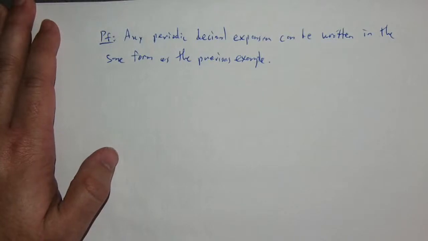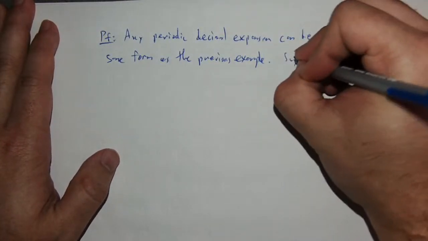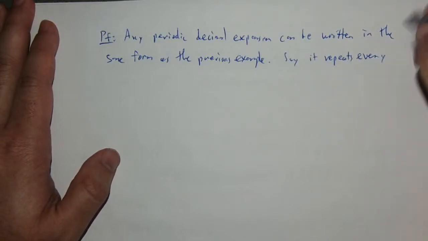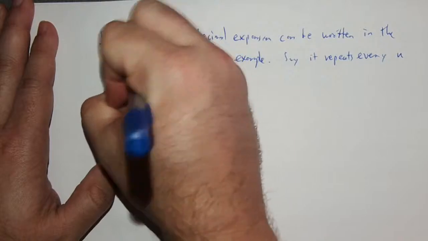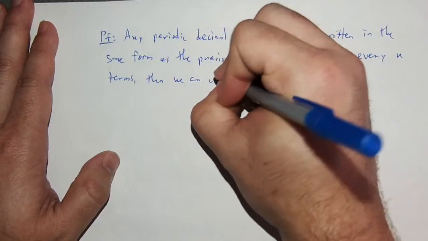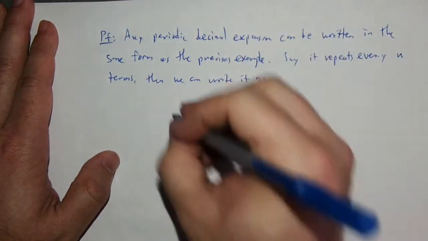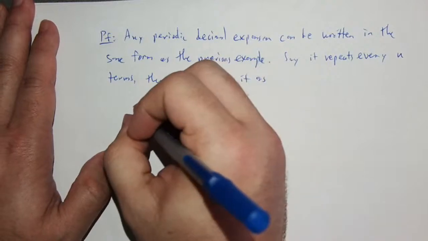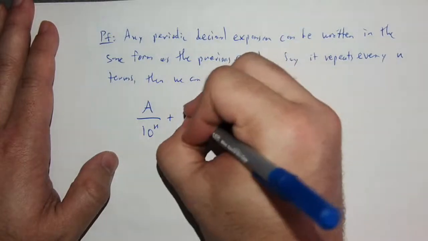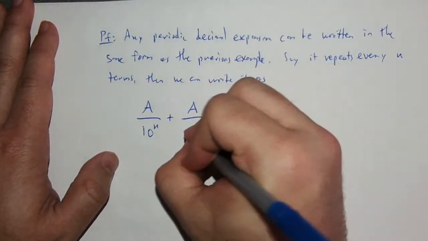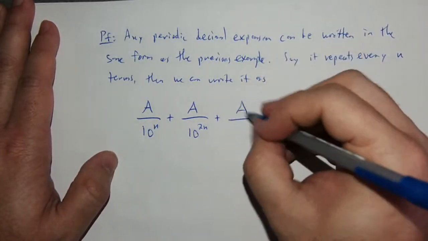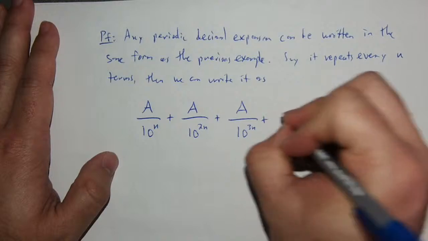Okay. So say it repeats every n terms, right? Then we can write it as the following: a over 10 to the n plus a over 10 to the 2n plus a over 10 to the 3n, and so on.